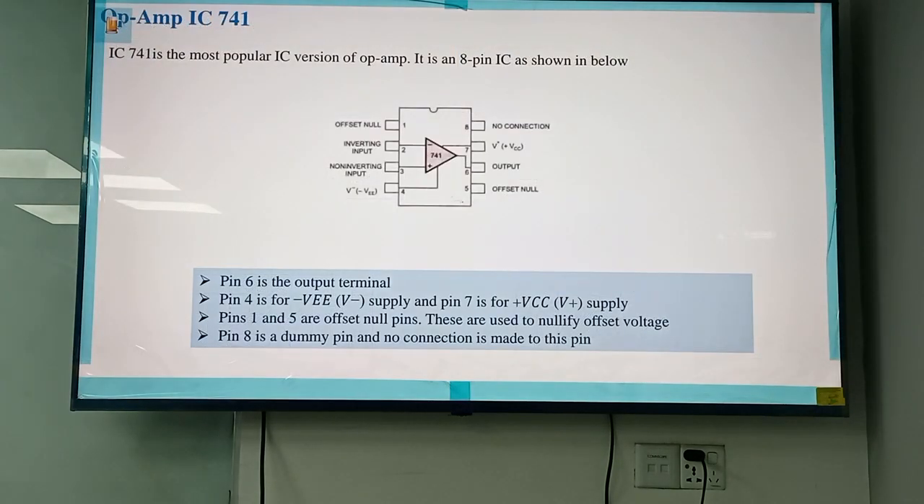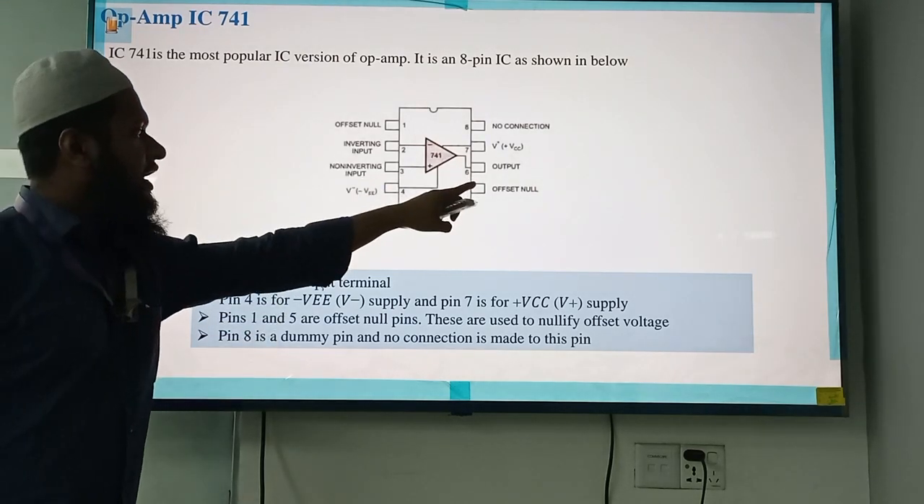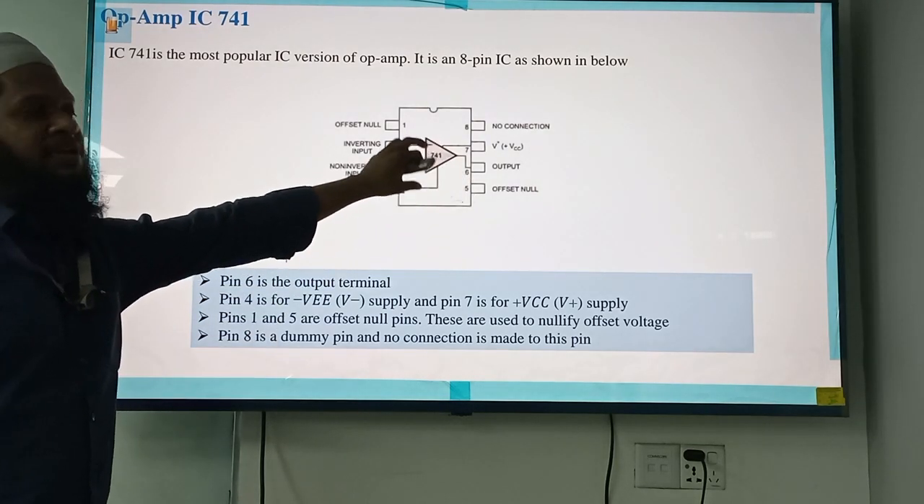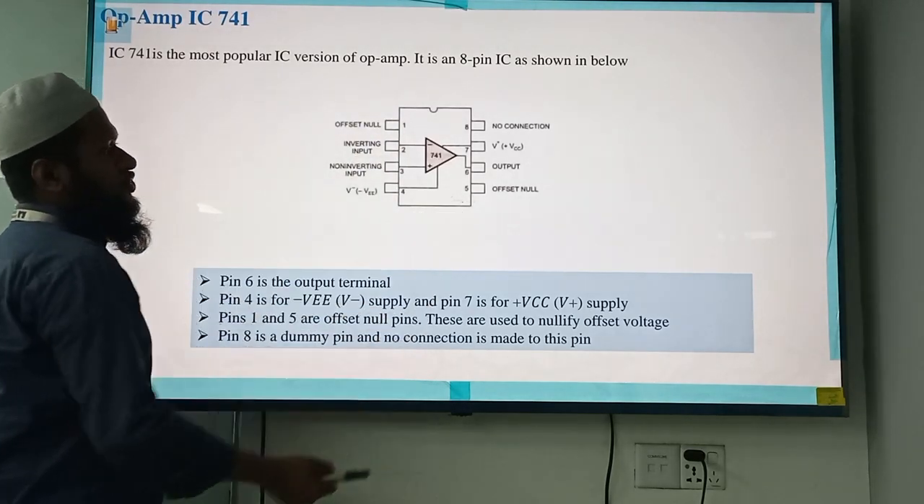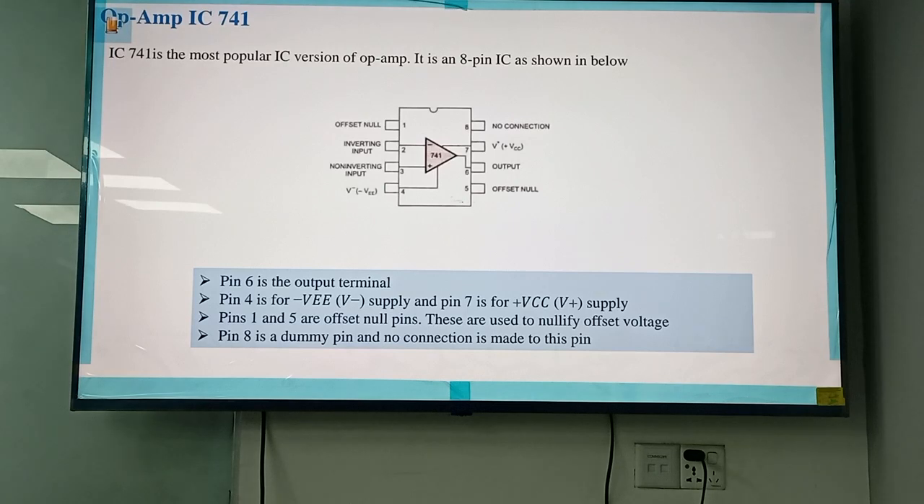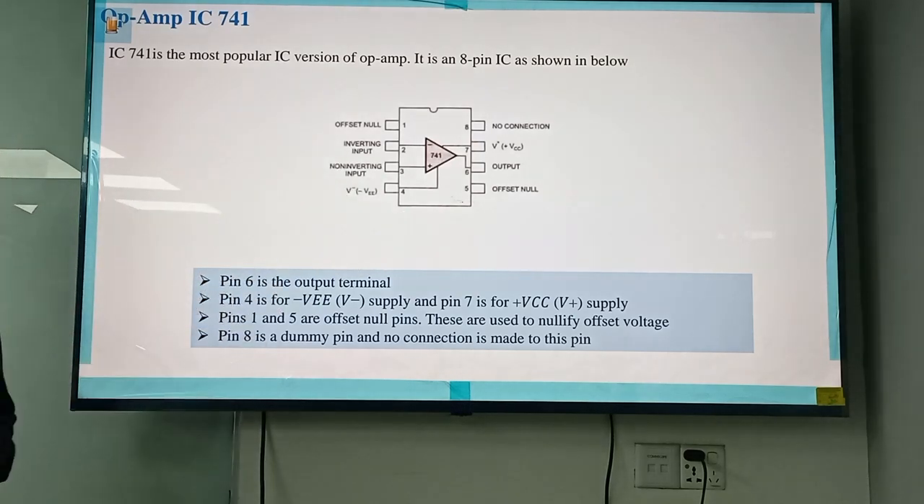And this is the IC741. That is the most popular IC version of op-amp. It has 8 pins. Pins 2, 3, 4, 7, 8, 6 are the terminals we must not leave unused in our lab. And offset null is used to equalize the voltage, to make it zero input voltage. If there is no input voltage, there will be no output voltage. For ensuring this criterion, you have to use the offset null pins 1 and 5.